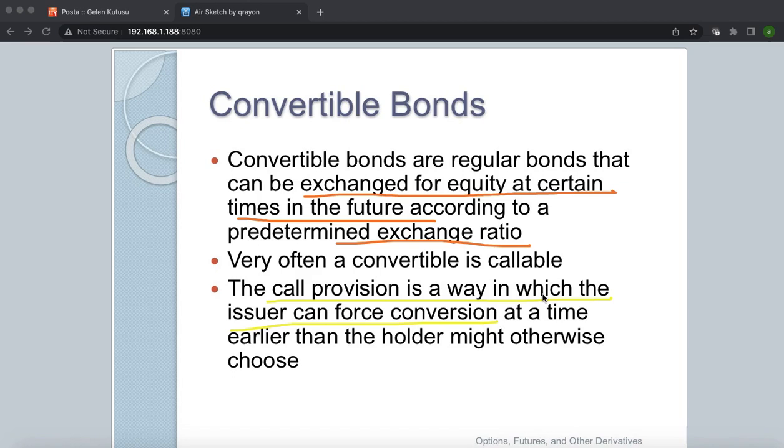So these are all the various kinds of options that are traded, and we discussed briefly what the payoffs are and how these options will be used in practice.